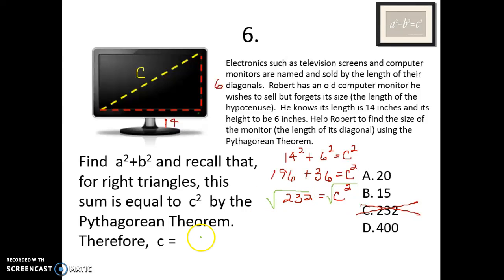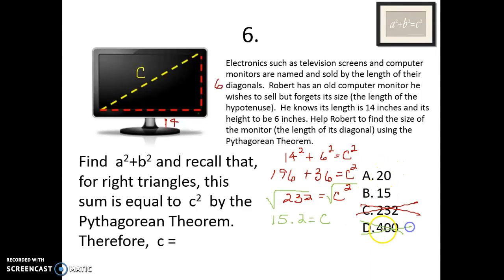And we get a really odd number, kind of. It's not an exact number. We get 15.2. It goes on for a long time. That is our C. So let's look at all our answers. We've got 20, we have 15, and we have 400.